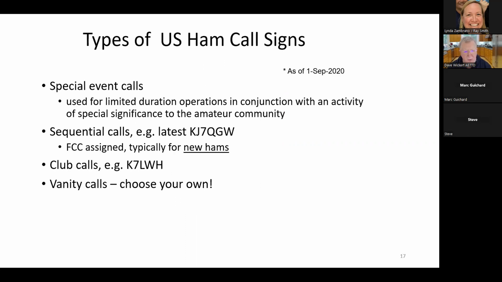And so these are the types of call signs. There are special event calls we just talked about, 1x1, limited duration. You can't ask for it forever. You only get it for a particular time. There are sequentially assigned call signs that typically are used for new hams. Clubs can have their own call signs, and you have something called a vanity call that allows you to assign and choose your own if it's not already been allocated.